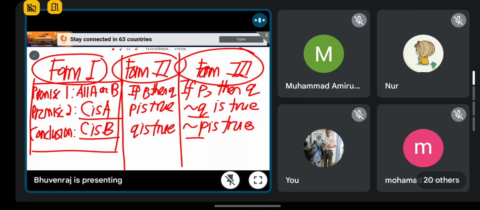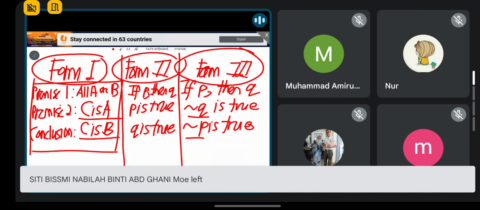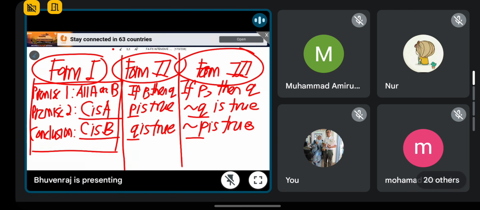Negate Q and negate P. This is the thing that contradict with this one lah. This is P and Q. The other one is negate Q and negate P. Okay, so can understand guys this one? Boleh faham?